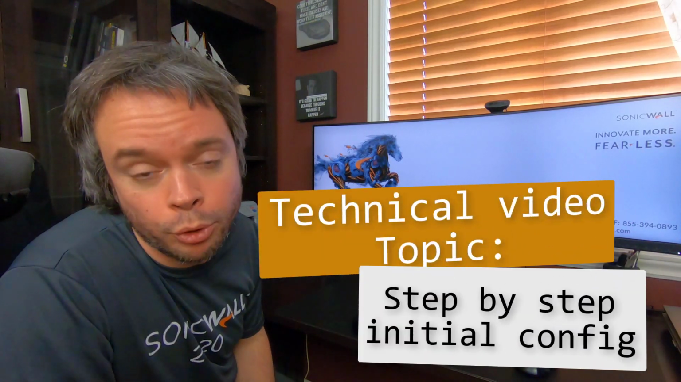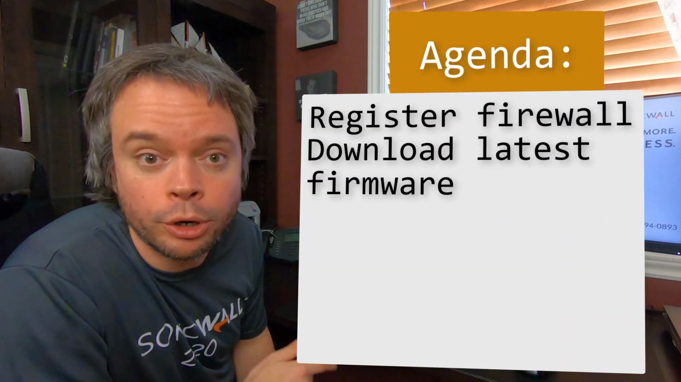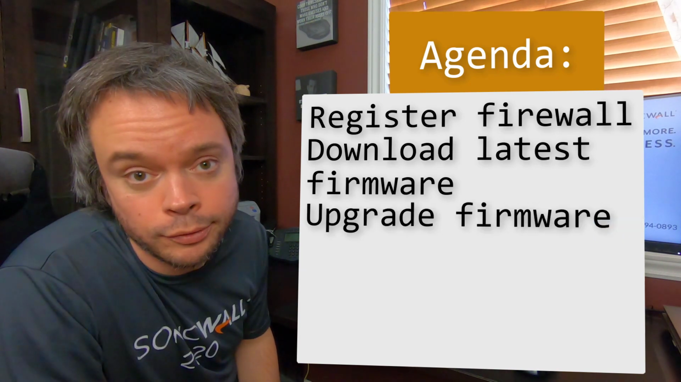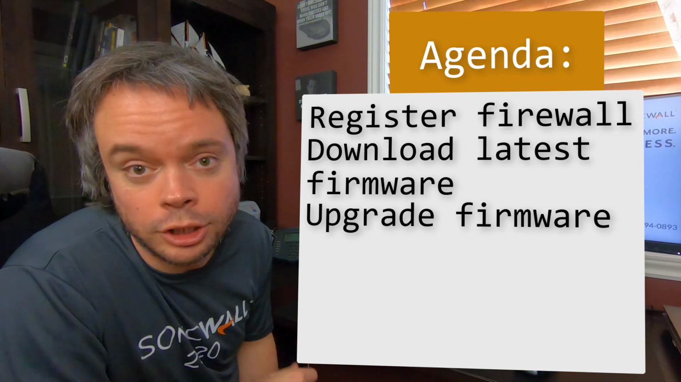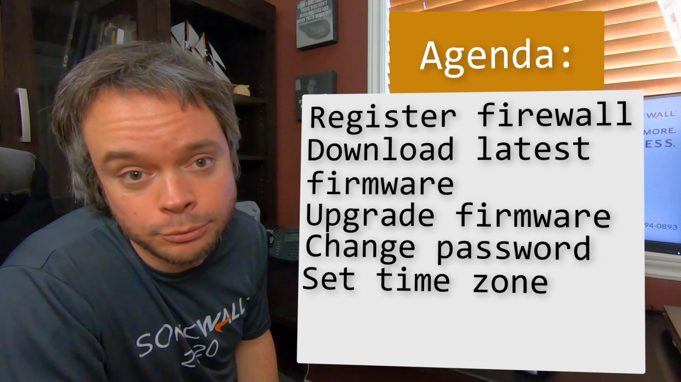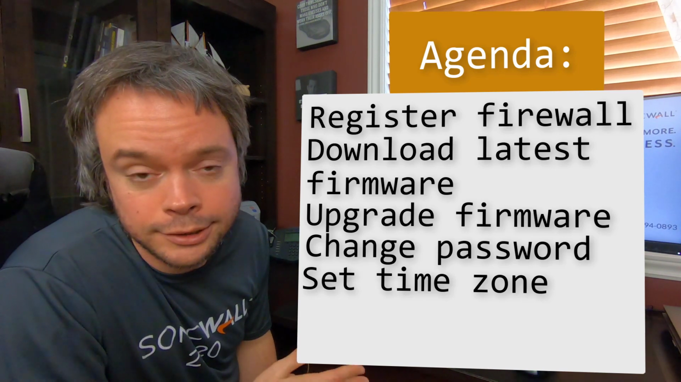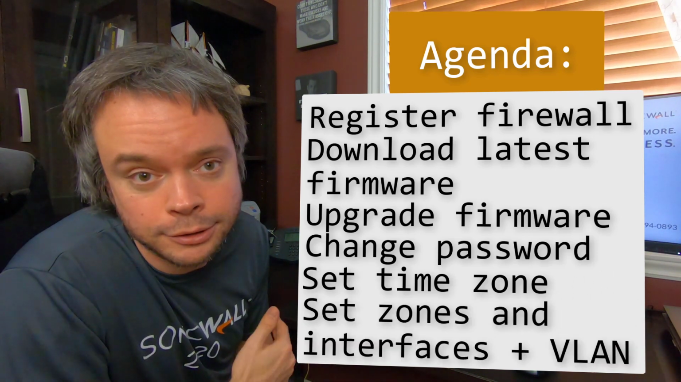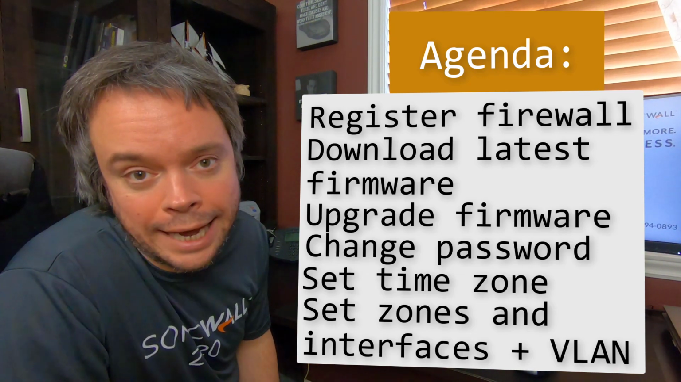This technical video is a step-by-step of what to do with a brand new firewall. So we will first register the firewall on SonicWall website, download the latest firmware, upgrade the firewall to the latest firmware, and do all the basic stuff that needs to be done by default, which is change the admin password, ensure the time is right on the unit, and also basic configuration like zone, interfaces, set interfaces. We'll do VLAN tagging as well, and we will actually look briefly at access rules. So let's get going on this.